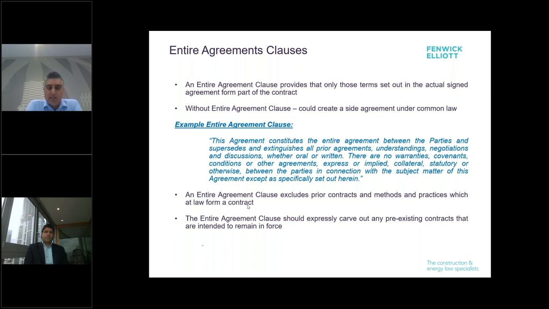Now, if there are pre-existing contracts that are intended to remain in force at the time that the new agreement is signed, using an entire agreement clause can actually be quite dangerous. Any agreements that are intended to continue should be expressly carved out of the entire agreement clause. It's also extremely important to remember that all documents which are to form part of the transaction are referred to in that entire agreement clause. This is probably more of an issue for complex projects where there are numerous documents, less so on a more simple contract. It's also essential on these more complex projects to ensure that the entire agreement clause, or somewhere else in the contract, also states the priority in the event of any inconsistency between the documents.